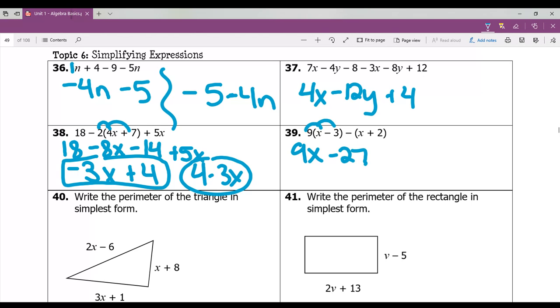Now be careful here. You're subtracting both of those. You're kind of technically distributing a negative 1. So we got negative x minus 2. Make sure you distribute the negative to both of those. We'll end up with 8x minus 29.